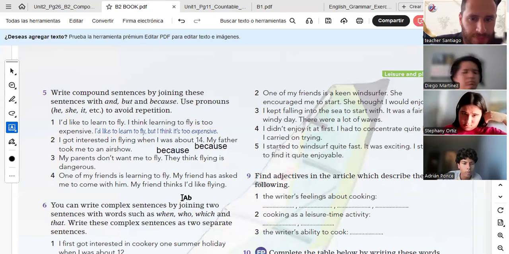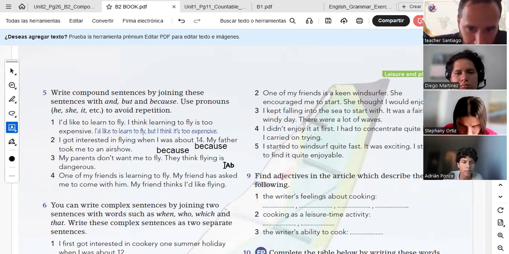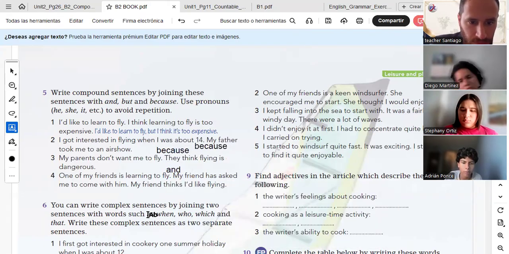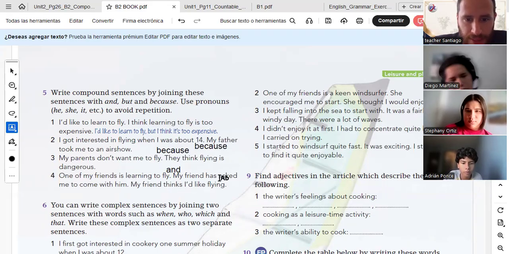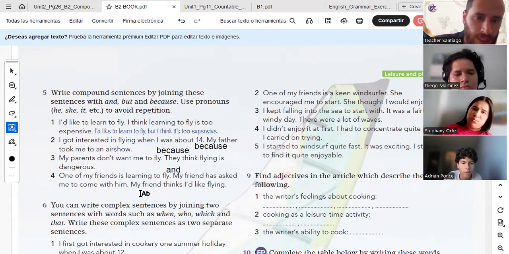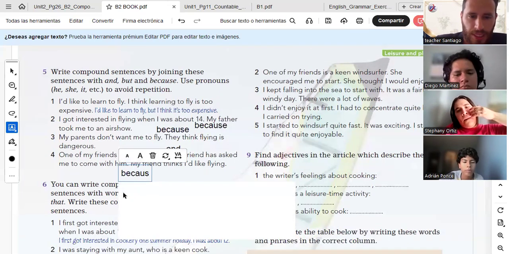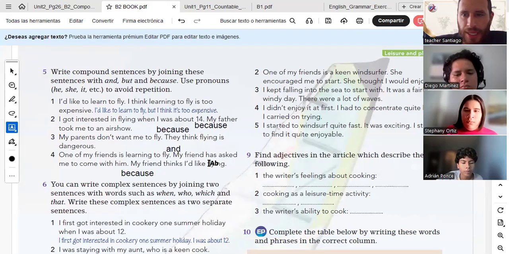Adrian, the next one. One of my friends is learning to fly, and my friend has asked me to come with him because my friend thinks I'll like it. Okay, one of my friends is learning to fly, right? And my friend asked me to come with him, because, okay. Diego, what do you think? I'm sure you did it a bit differently, right?